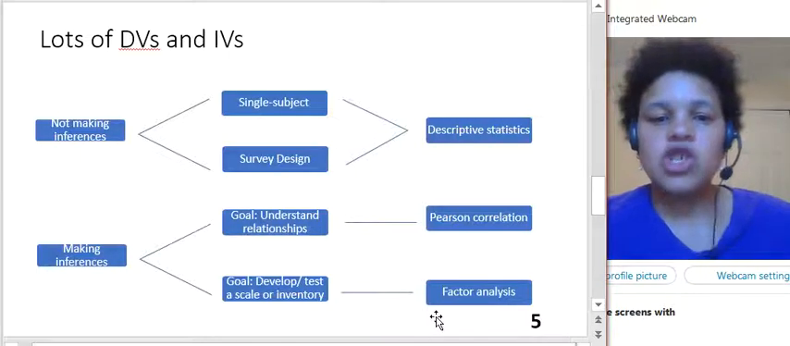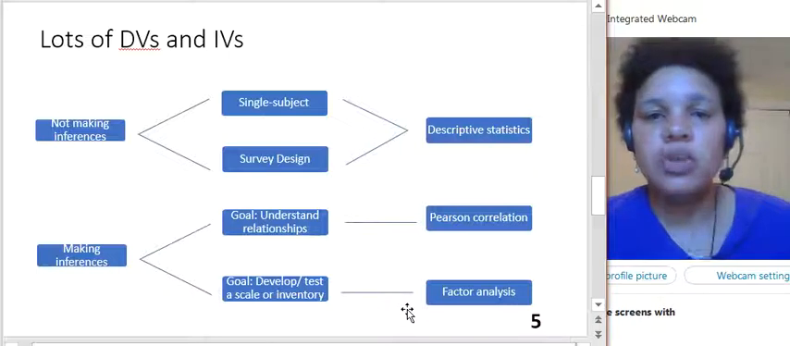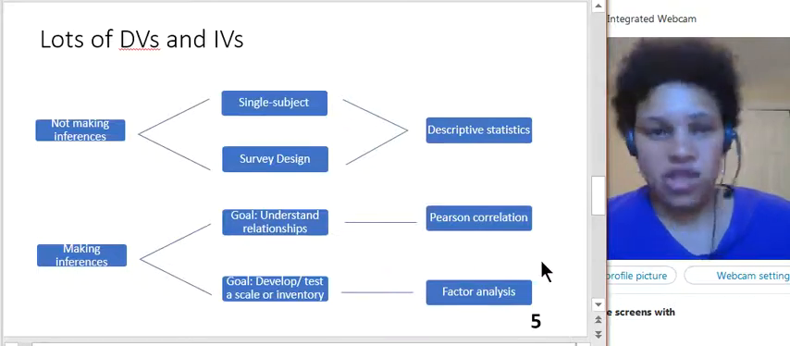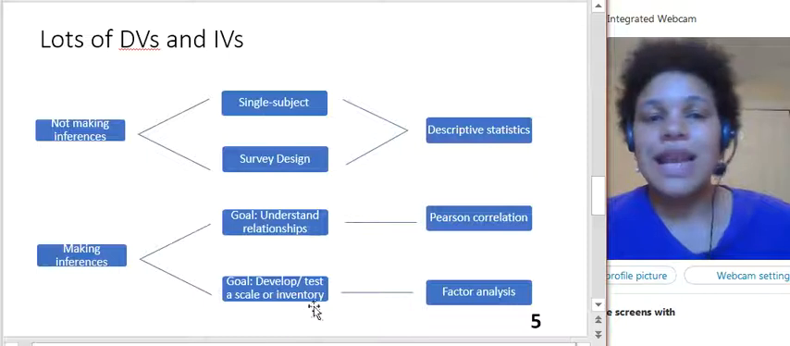Okay. Usually, as practitioners, we're not necessarily developing new things. We're using existing tests, indexes, inventories, and then applying those results to some kind of decision making. But factor analysis is what you would use if you were developing or testing a scale or inventory.